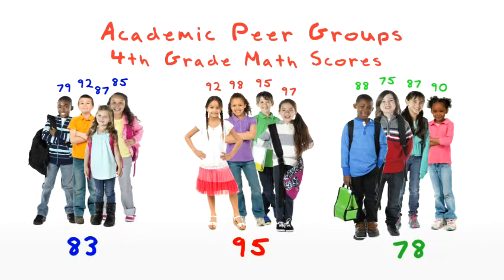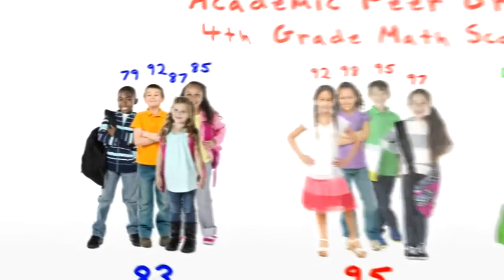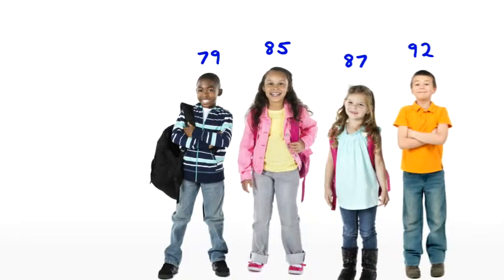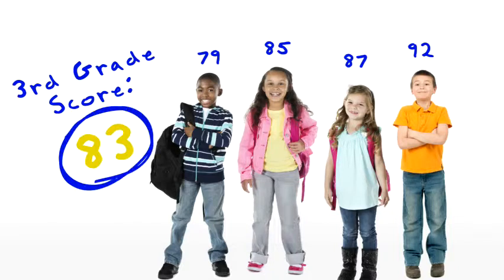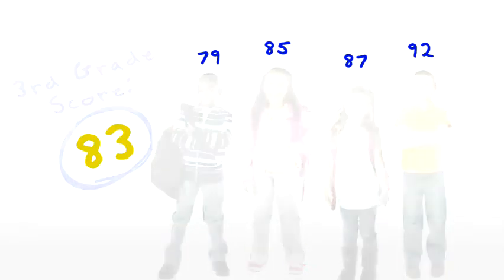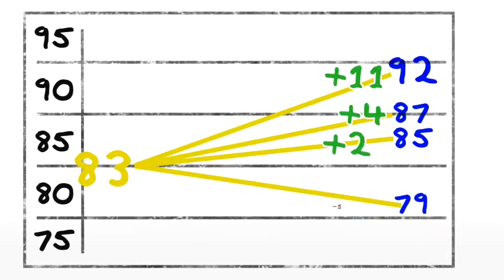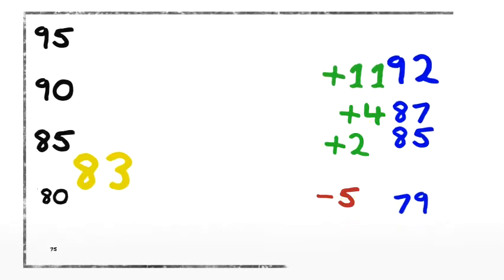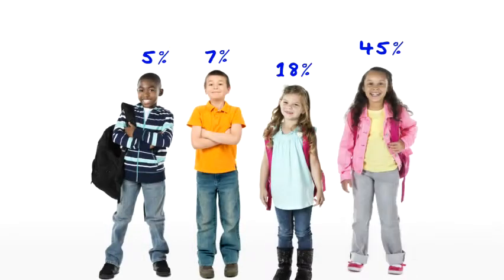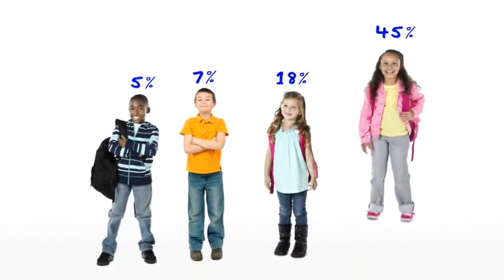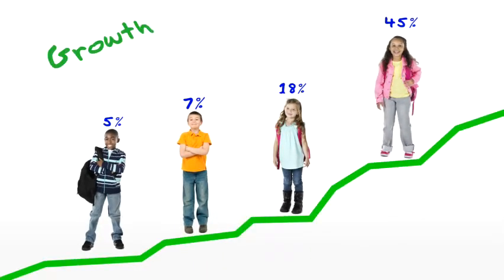Next, we put these students in order within their academic peer groups according to their 4th grade scores. Remember, within each group, they all started with the exact same 3rd grade score, so all the differences in 4th grade scores reflect academic growth during the most recent school year. Each student's growth percentile reflects their ranking by 4th grade scores among their academic peers. Growth percentiles are a measure of the change in their test scores between 3rd and 4th grade compared to their academic peers.